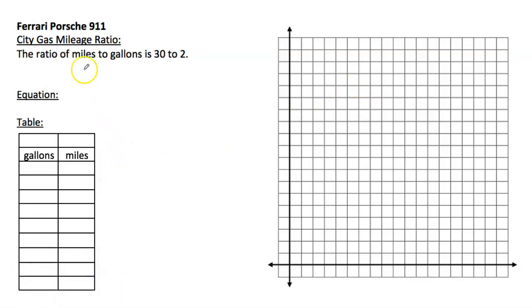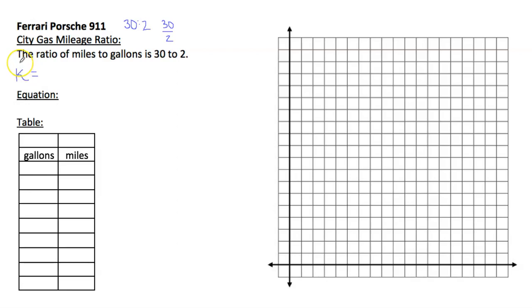First, I'm going to read that the ratio of miles to gallons is 30:2, and this is the city gas mileage. And I want you to write the ratio two other ways to show that you know all the ways to record a ratio. So 30:2 and then 30 fraction bar 2. And then I'm going to teach you something new. I'm going to teach you the unit rate formula.